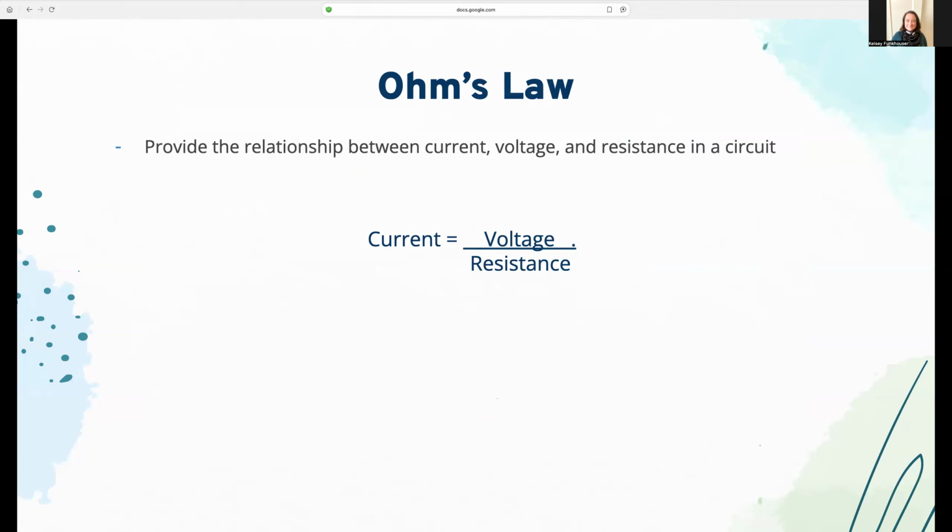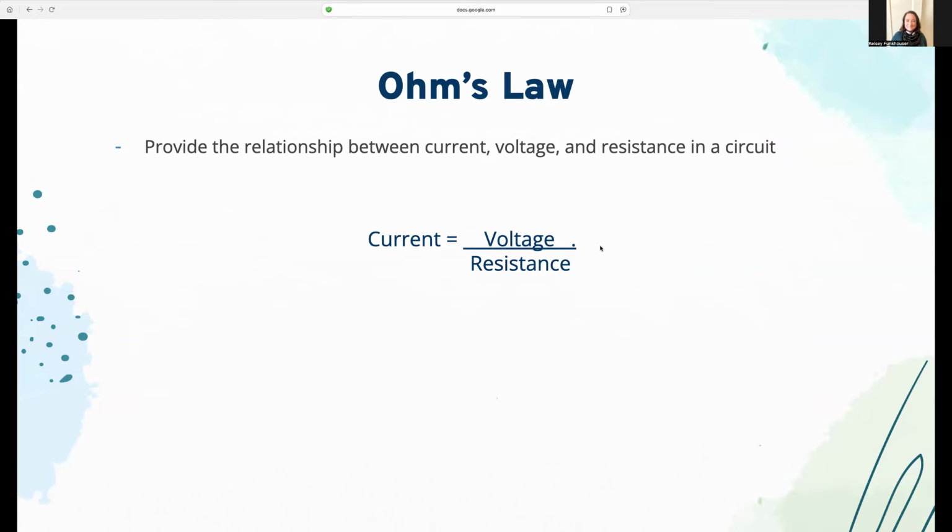Ohm's law gives us a relationship between current, voltage, and resistance in a circuit. The current is equal to the voltage divided by the resistance. And you can rearrange this formula in a bunch of different ways to solve for each of those variables independently. But let's think about this real quick with the current.